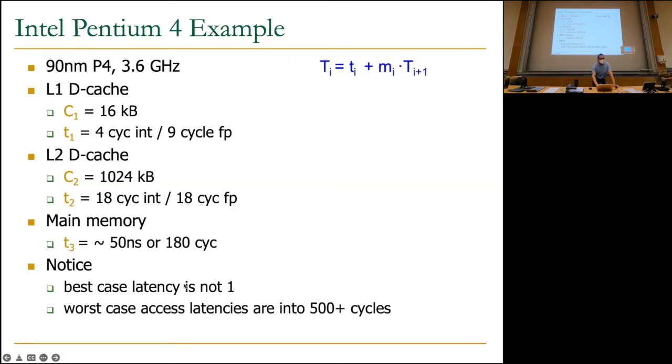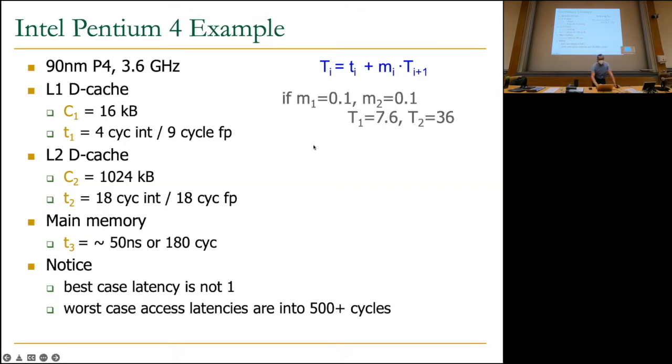So notice that best case latency is not 1. Best case possible latency could be 4 over here. You always sit in the L1 cache, you never miss, meaning miss rate is 0 over here. So large T1 is equal to intrinsic T1, which is 4, right? But the worst case access latencies are in the 500 plus cycles. It could be 1,000 cycles actually.